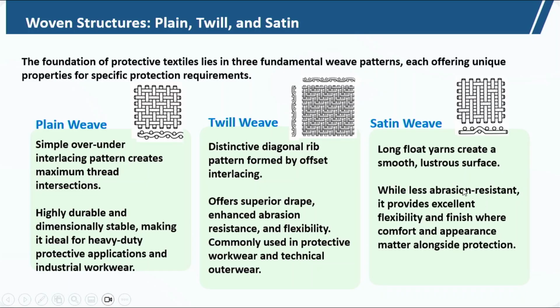And satin: long float yarns create a smooth, lustrous surface, while having less abrasion resistance due to the high float. Abrasion resistance will be less because one side, like the warp or weft side, is prominent on one surface. That is why abrasion resistance is less, whereas comfort and appearance matter alongside.